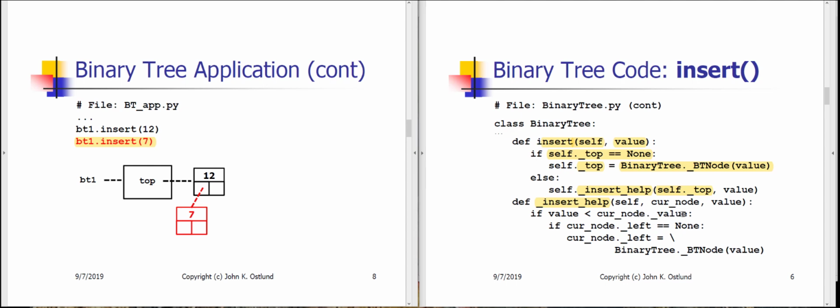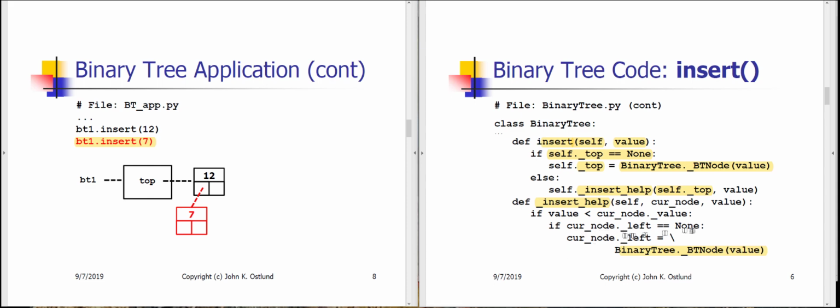Curnode._value is 12. That's the value in the current node. Because 7 is less than 12, and because the left side of curnode, here's curnode, curnode._left is none, consequently we're going to modify curnode._left to contain a new binary tree node with that value 7.